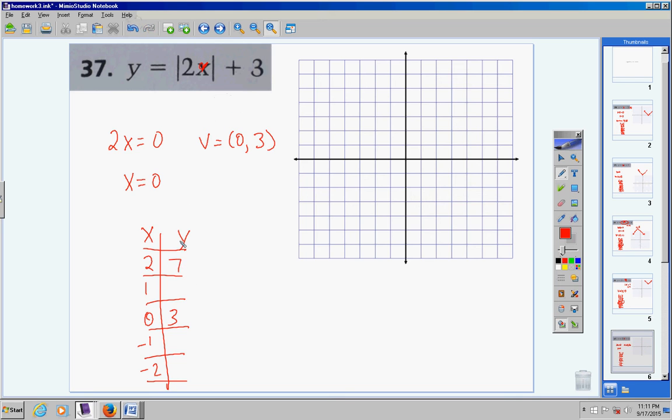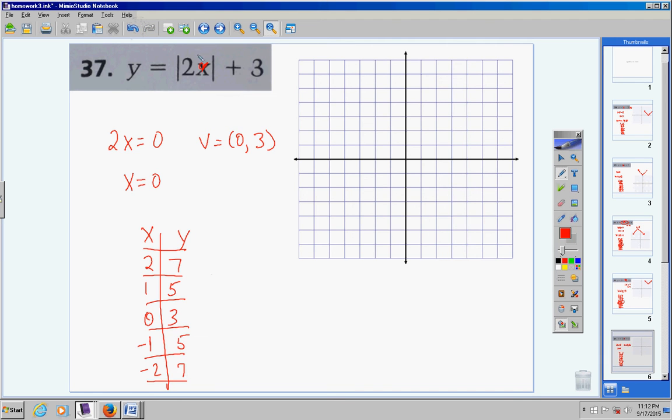Now let's put a 1 in for x. 2 times 1 is 2, so we have the absolute value of 2, plus 3. The absolute value of 2 is 2, plus 3 would be 5. So when you put in a 1, you get out a 5. Now let's put a negative 1 in for x. 2 times negative 1 is negative 2, so the absolute value of negative 2 plus 3. Well, the absolute value of negative 2 is 2, and 2 plus 3 is going to give you 5. So the value will be 5.